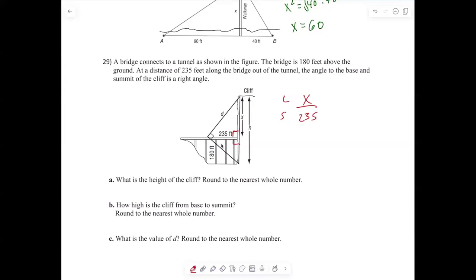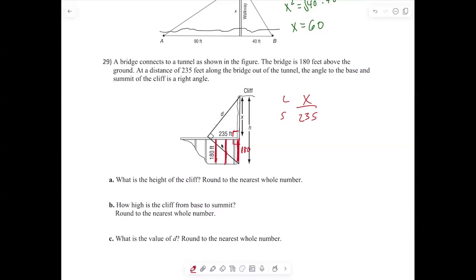Now, I see the tricky part. If this is 180, does everybody agree this right here is 180 also? That was why it was hard. So everybody see this vertical distance here is the same as the vertical distance here is the same as the vertical distance here. Does that make better sense now?